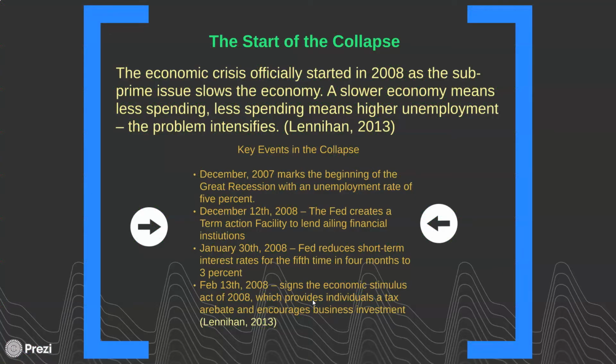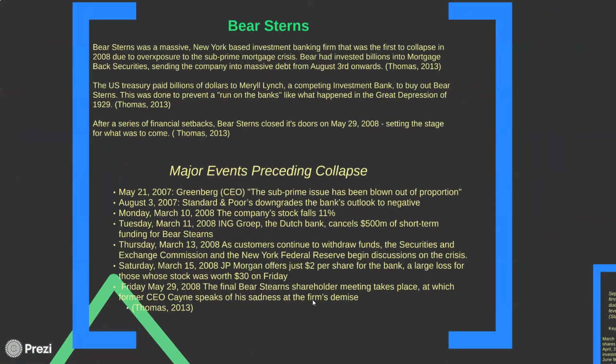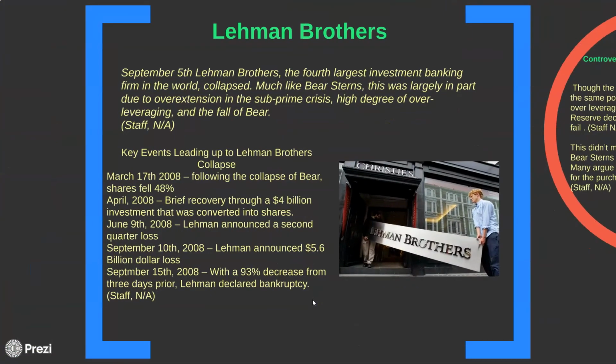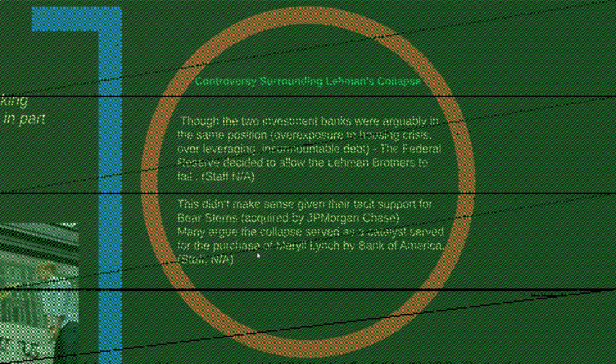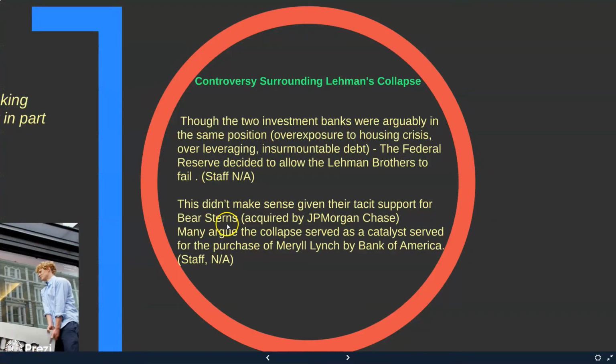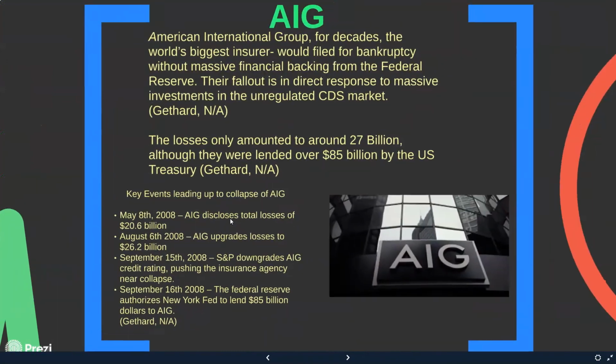As the crisis got worse, Lehman Brothers, just like Bear Stearns, which was the fourth largest investment banking group, collapsed and declared bankruptcy. Everybody was putting money into Lehman Brothers. The Federal Reserve allowed Lehman to fail, which is strange because they didn't allow Bear Stearns to fail. Maybe because they had some friends in that market.